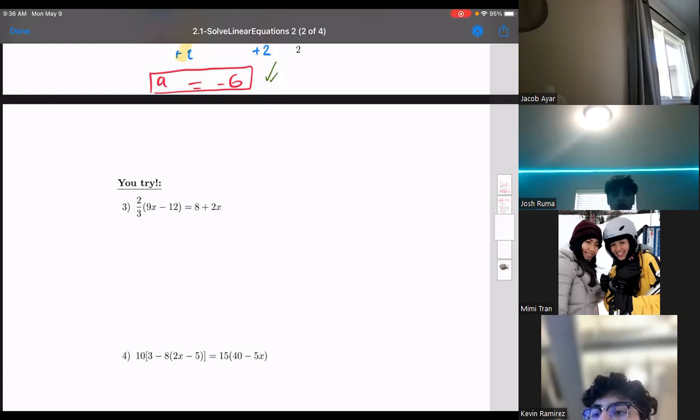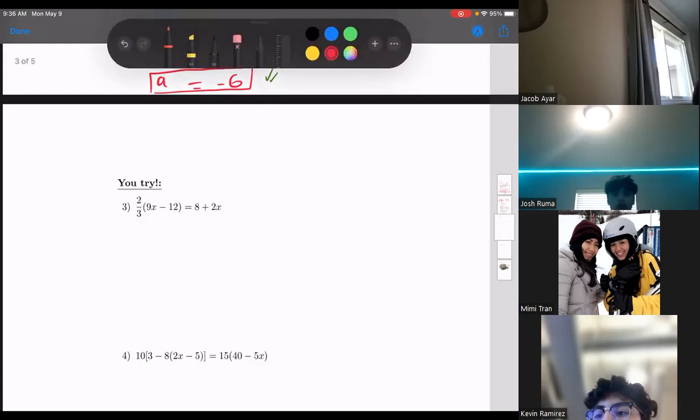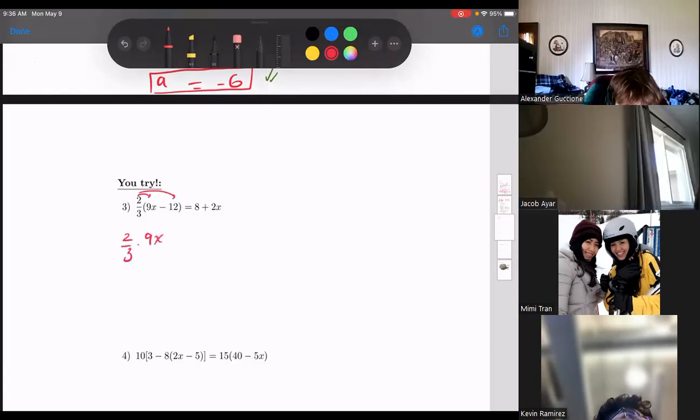Let's see. I think Haya had the same thing. Josh had the same thing as well. Okay, so distribute, right? 2/3 times 9x. I like to write 9x over 1. And then minus 2/3 times 12 over 1. Thank you, Alex. Equals 8 plus 2x.